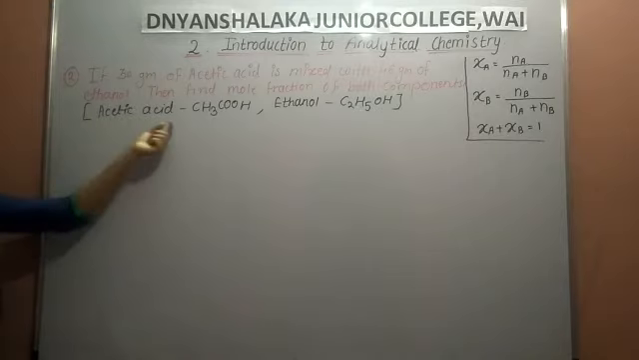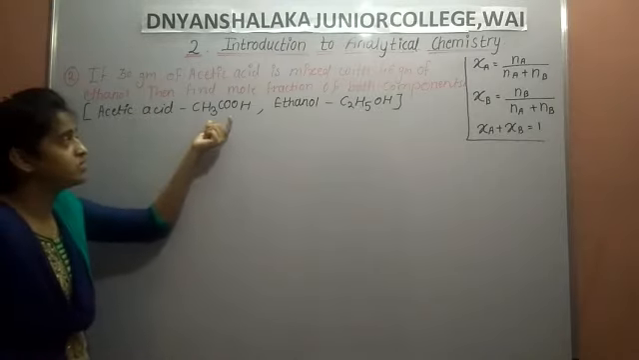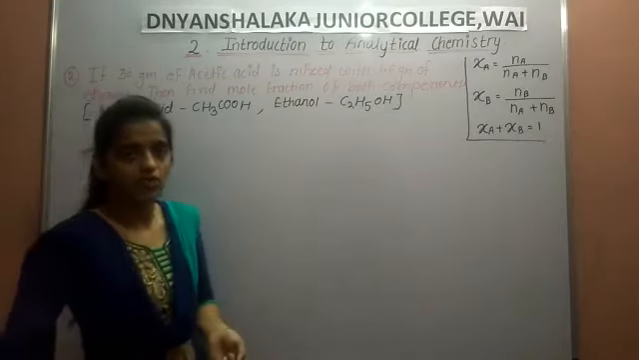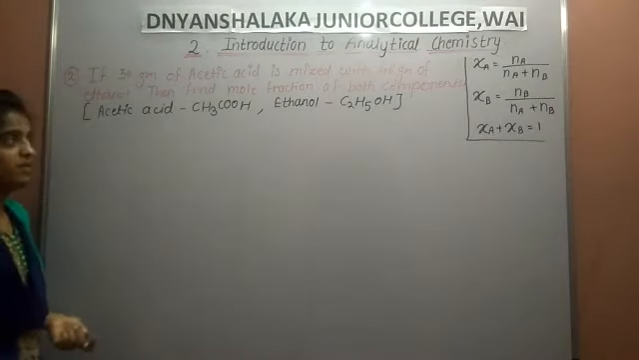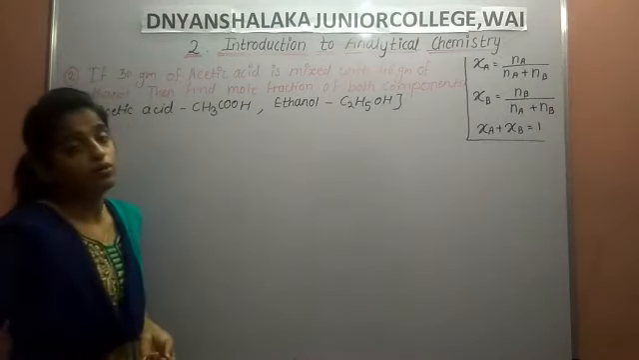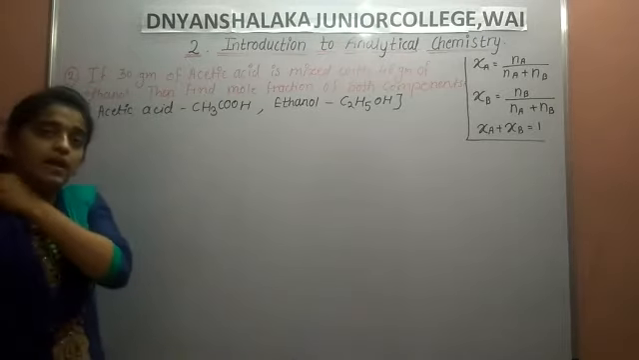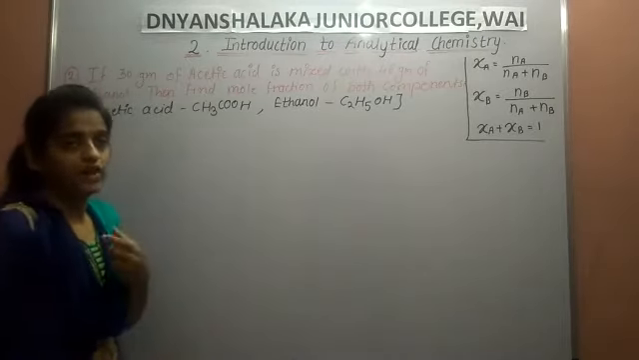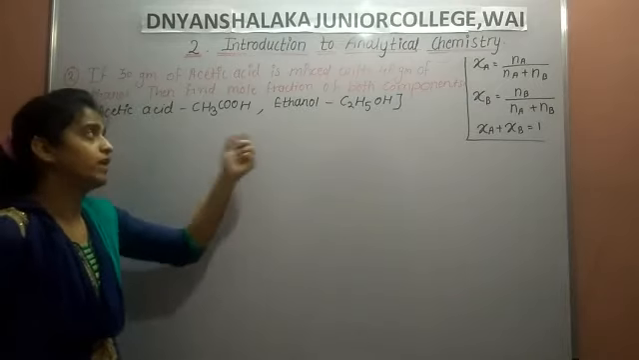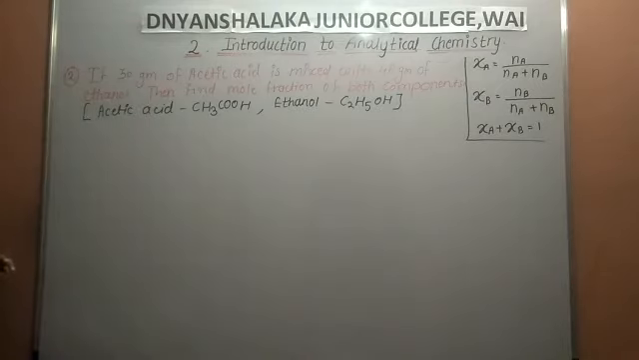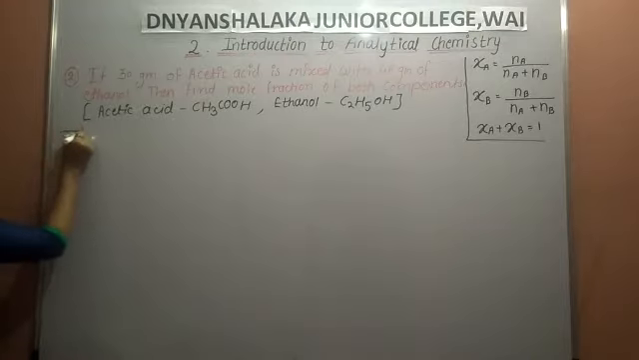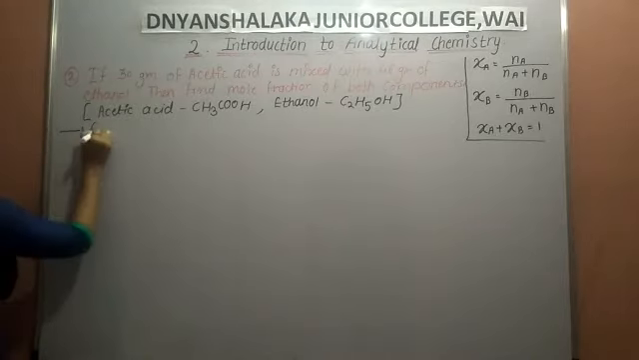So we are given acetic acid, molecular or chemical formula CH3COOH, and ethanol C2H5OH. So in this example, first we have to calculate the number of moles of acetic acid and the number of moles of ethyl alcohol, and then find out the mole fraction of acetic acid and mole fraction of ethyl alcohol. So first we write the given values.